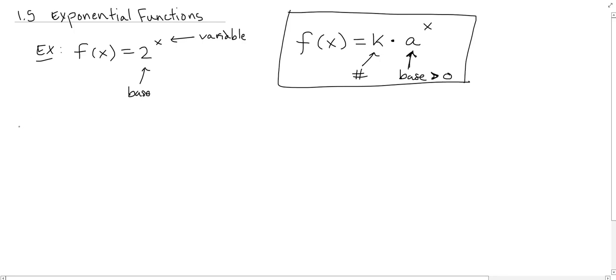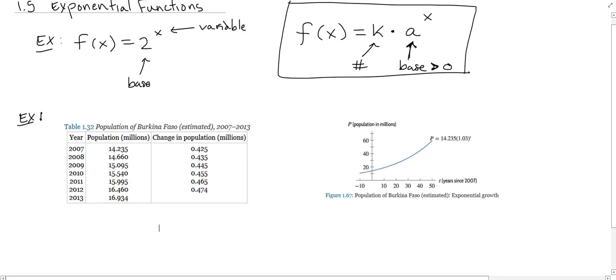So let's look at an actual example of a population of a country. Alright, so here is an example. This is the population of Burkina Faso, a country in Africa, and this is from 2007 to 2013. So we have the population in millions for each year, and then the calculated change between the populations in those years. And so notice that the change in the population amongst each year is different, so it's not constant here, and so that means it wouldn't be a linear function.